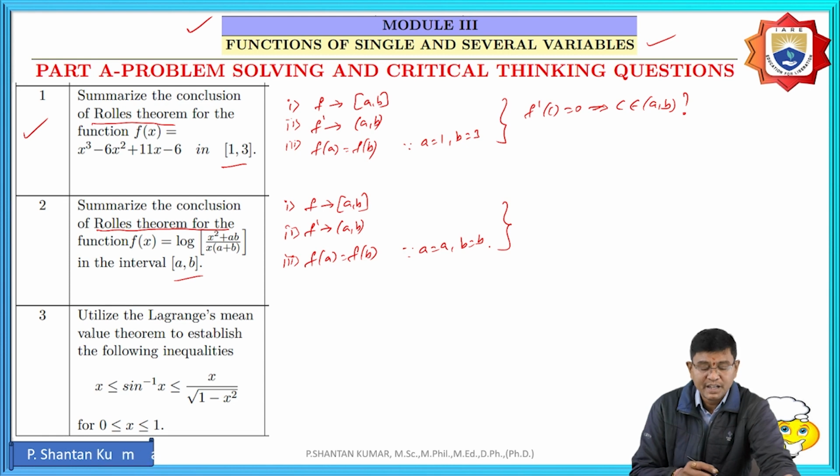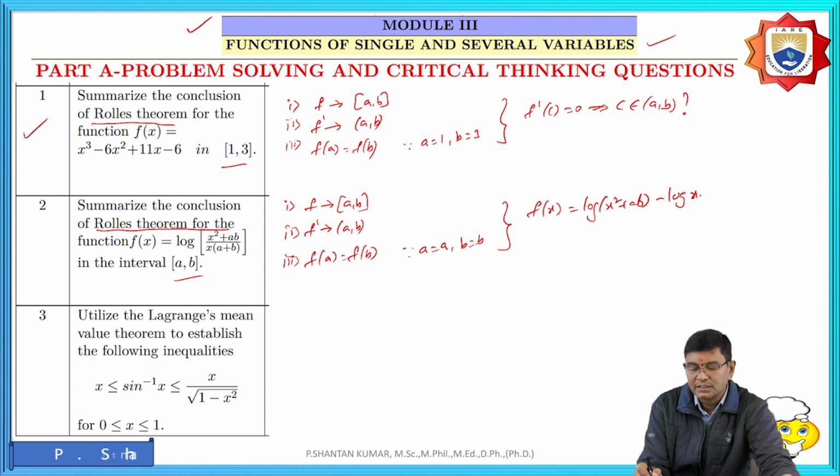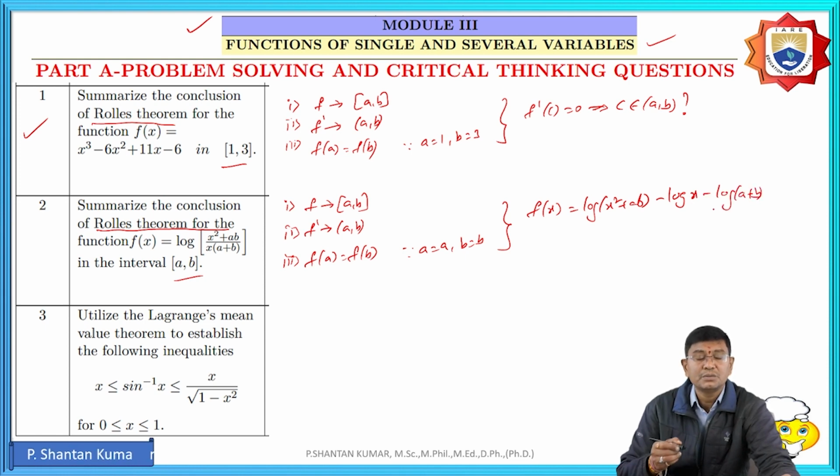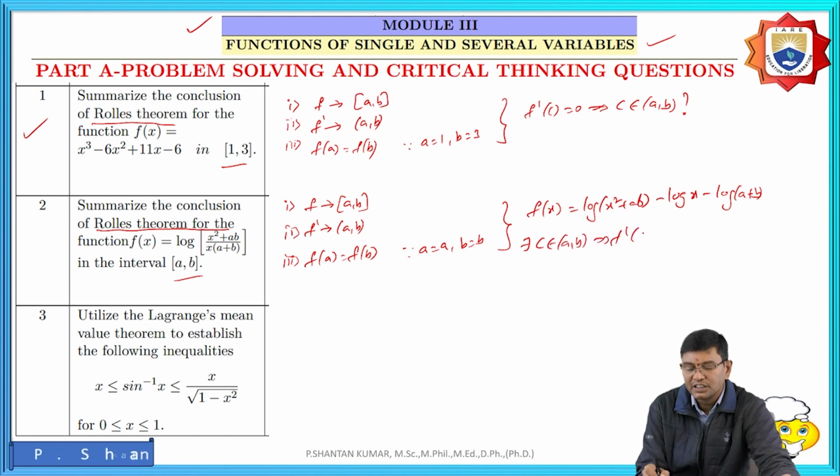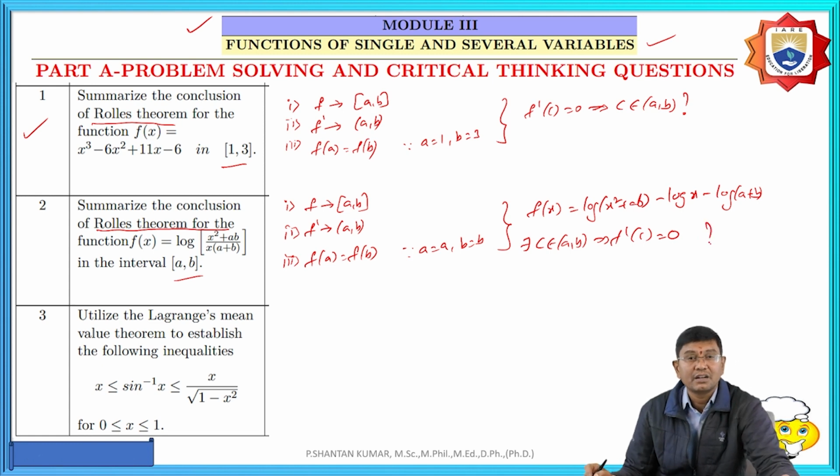We need to remember, while we calculate in this one, the function is easy to calculate: f of x is nothing but log of x square plus ab minus log of x minus log of a plus b. We need to split it to make the calculation easy, then find the solution. Then there exists c belongs to a comma b such that f dash of c is equal to 0. Then we need to find out what is the solution.